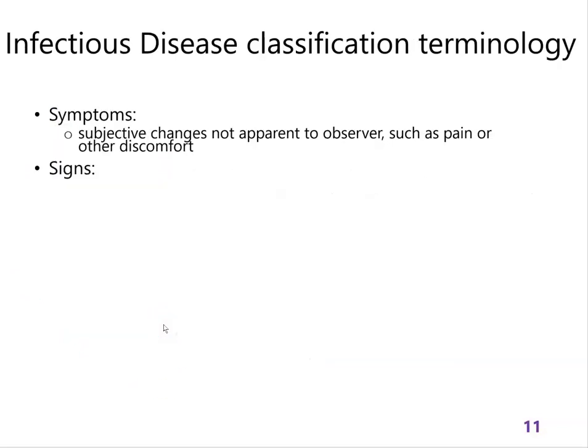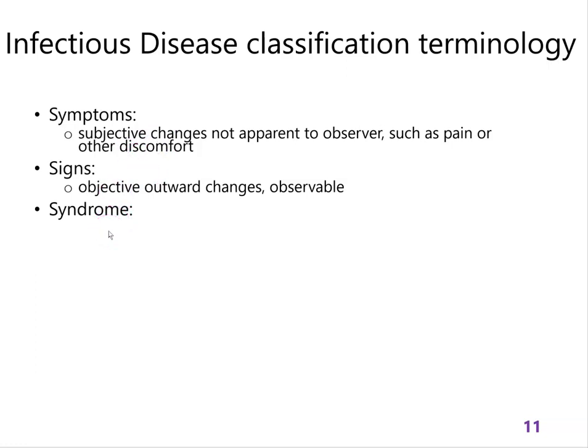We will describe symptoms and signs. Symptoms are subjective, signs are objective, so you can measure a patient's signs, but you cannot measure a patient's symptoms other than asking them or observing them and guessing. So pain is a symptom, blood pressure is a sign, and that's that.